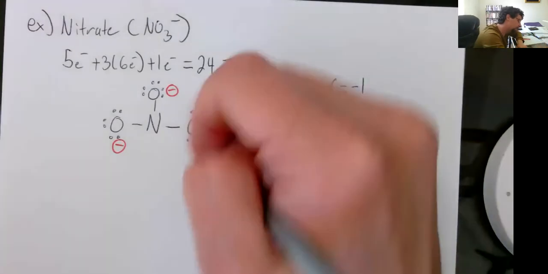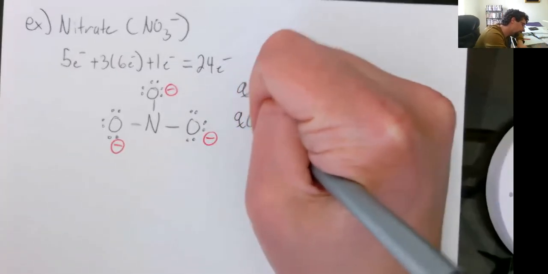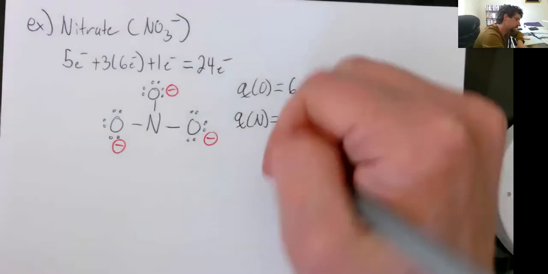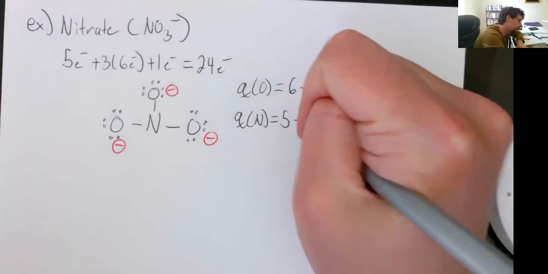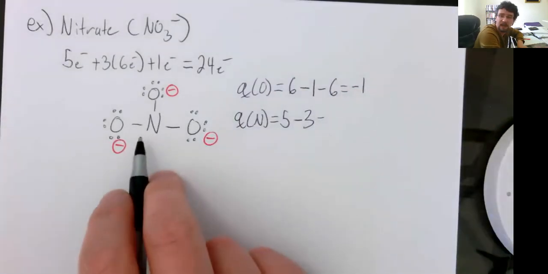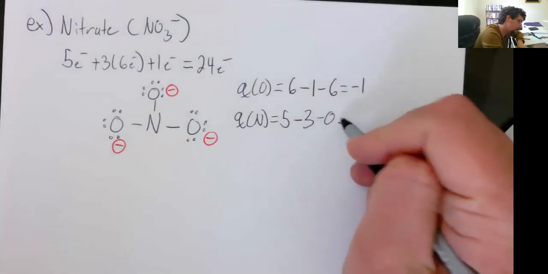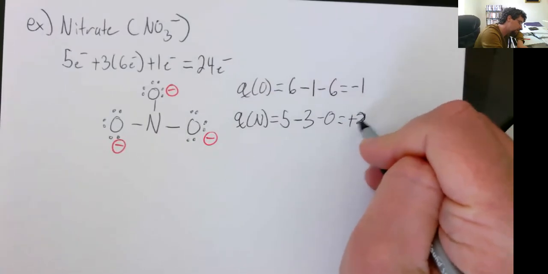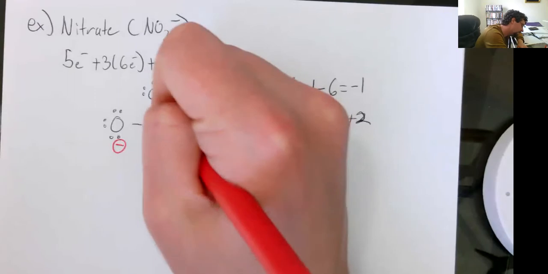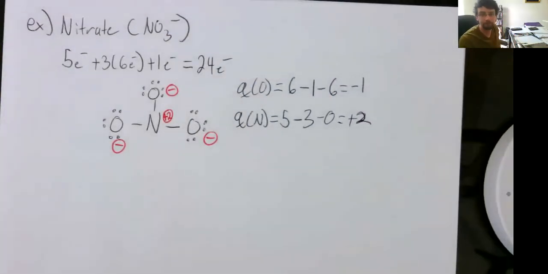Next, let's look at the nitrogen. A nitrogen in its neutral form has 5 valence electrons, minus number of bonds to it, 3, minus lone pairs on it. This one doesn't have any lone pairs, 0. So that totals to be a +2. So we get a +2 on that nitrogen.